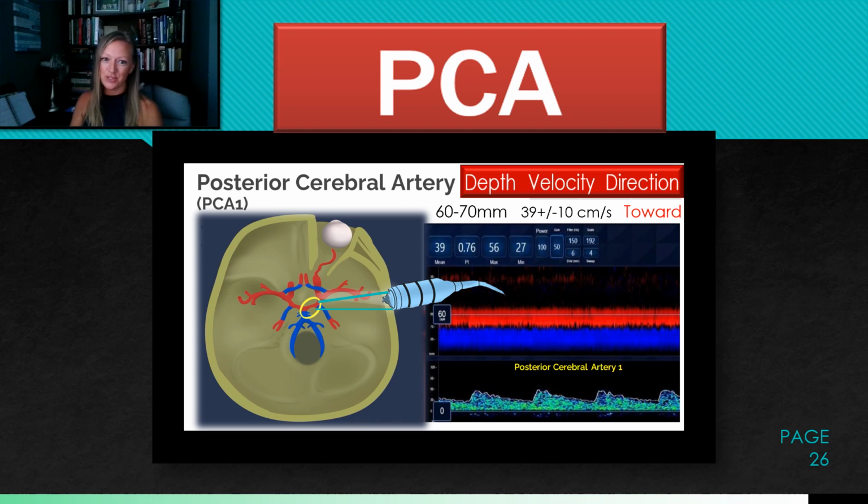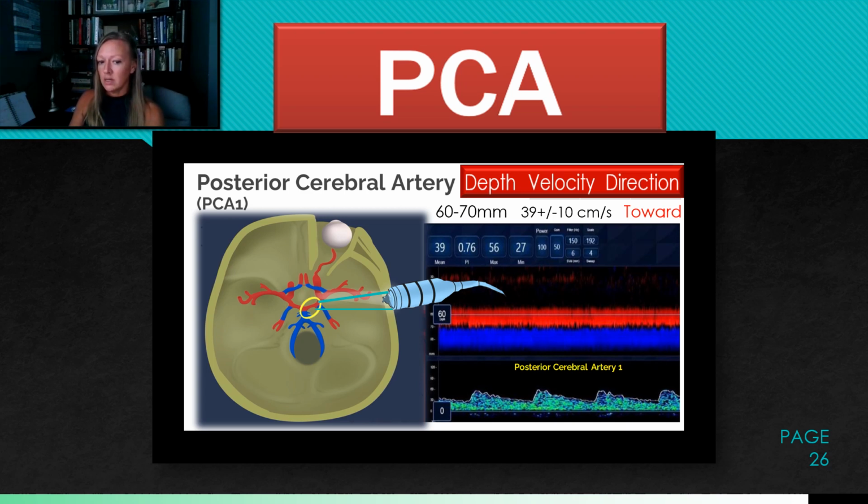The PCA, or posterior cerebral artery. Now this vessel will live at a depth of 60 to 70 millimeters, with average mean flow velocities of 39 plus or minus 10, and it will be coming towards the probe. When you are looking for your PCA, if you are at your MCA ACA bifurcation, you will do a slight rotation posteriorly and inferiorly. It's almost a small comma rotation to switch from your anterior to posterior flow.